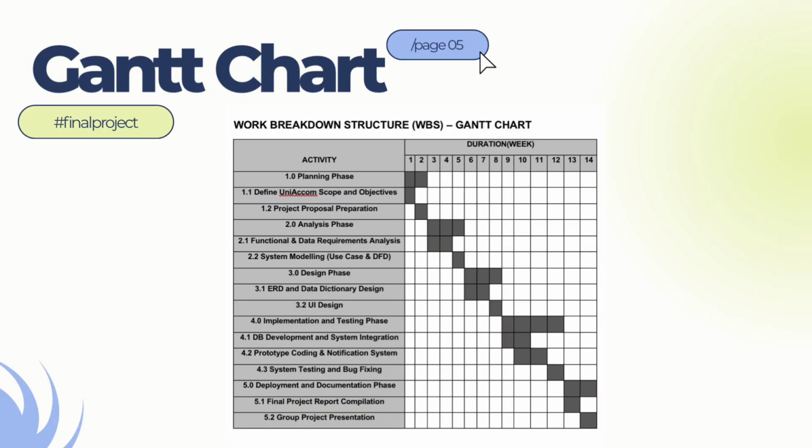My name is Nur Amirah Natisha and I will explain the design phase. Based on the Gantt chart, the design phase starts from week 6 until week 14. During the phase, we focus on designing the system before development. So the main activities include ERD and data dictionary design in week 6 and 7, followed by UI design in week 8. This activity helps ensure the database structure and user interface are properly planned. Overall, the design phase provides a clear foundation for the implementation of the UniAccom system.